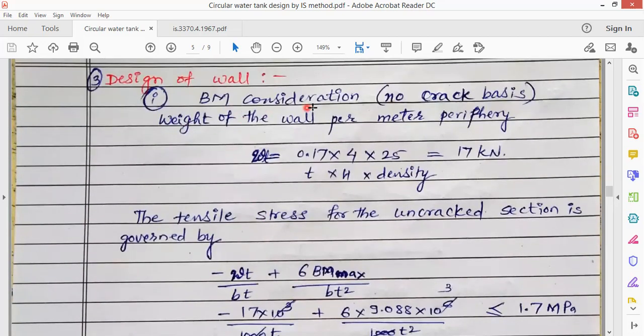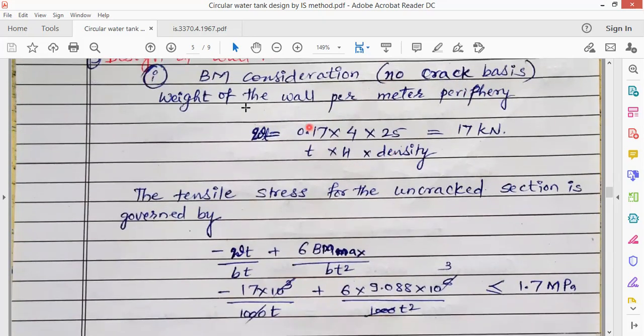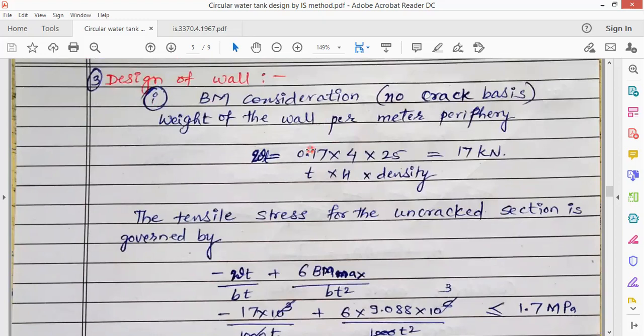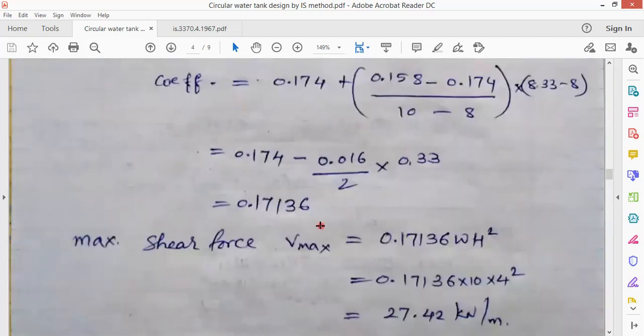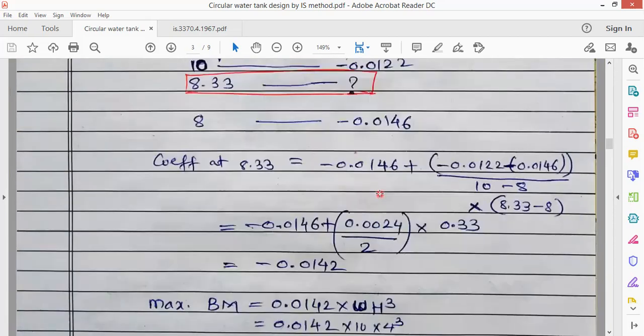First is bending moment consideration criteria, where no cracking is considered. So the weight of the wall per meter periphery, the total weight of the wall, I am going to consider. So weight of the wall is 7.17 into 4, that is the height. 0.17 is the total thickness. 150 mm, it is okay. I think 170 mm we have considered, right? So we'll check it again.